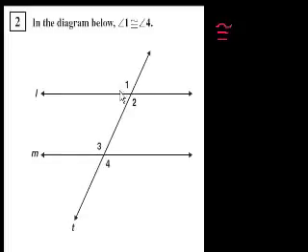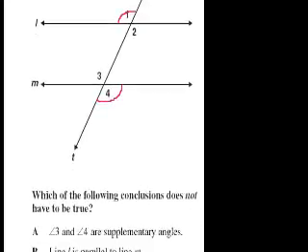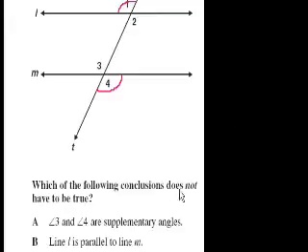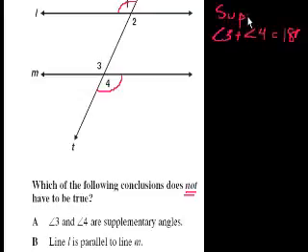So we could draw that here. Angle 1 is congruent to angle 4, which just means that these angle measures are the same, whether we're measuring them in degrees or radians. All right, now what do they want us to come to? Which of the following conclusions does not have to be true? Does not have to be true. Angles 3 and 4 are supplementary angles. So what does supplementary mean? That means that angle 3 plus angle 4 have to be equal to 180. This is the definition of a supplementary angle.